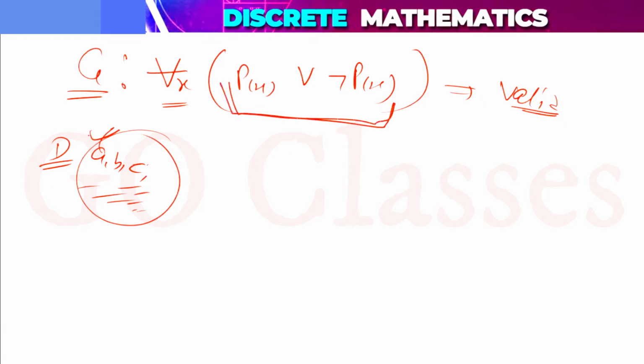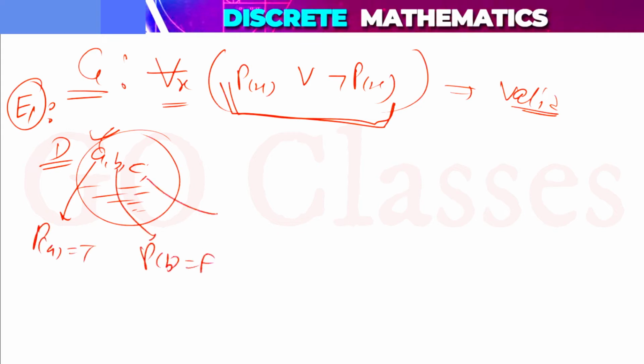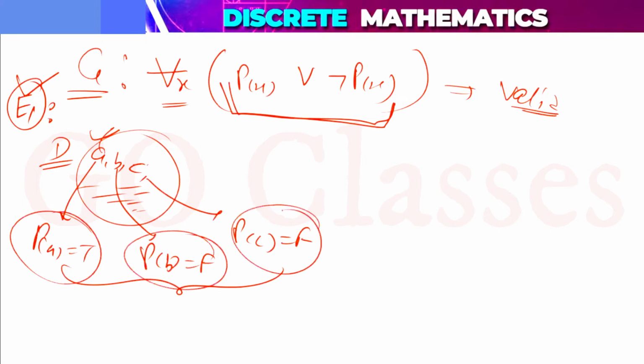Because whatever environment you have, let's assume you have environment E1 like this, where A, B, C is the domain, and for every element I need to give you the truth value of P. Let's assume for A, P(A) is true. For B, P(B) is false. For C, P(C) is false. Whatever environment or domain you give me, and whatever interpretation you give in that domain, it does not matter. For every element, this will always be true: either P(x) will be true or not P(x) will be true. Hence, I can say that this formula G is valid.